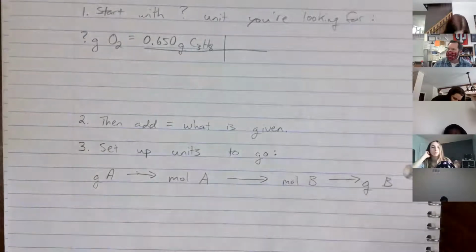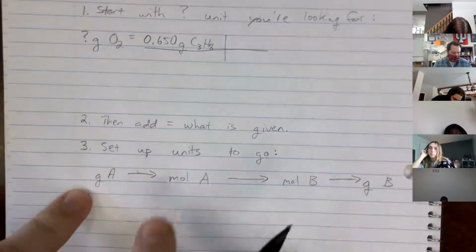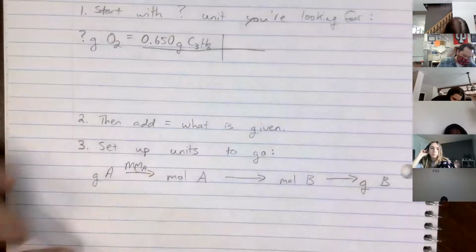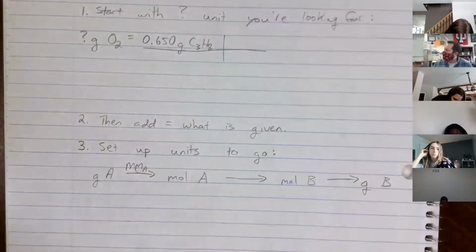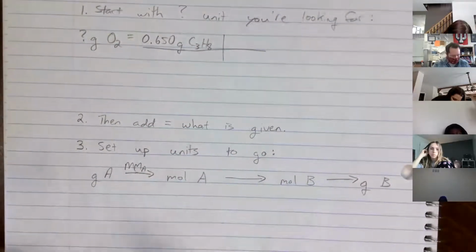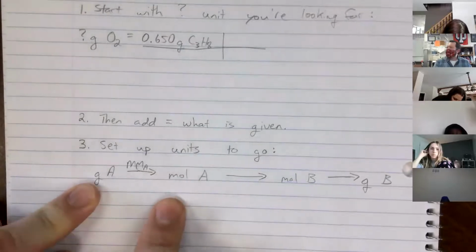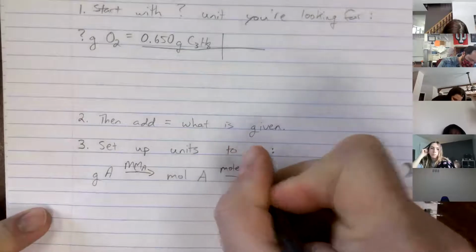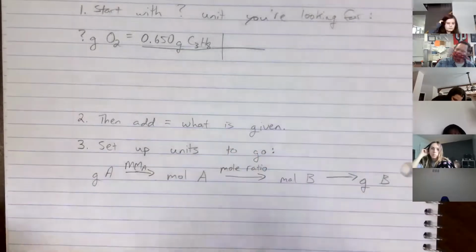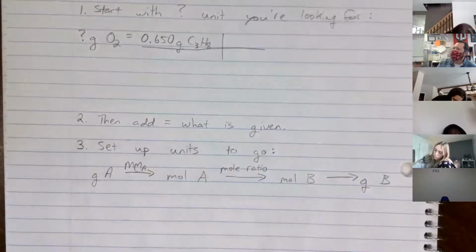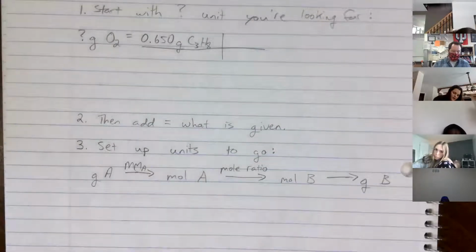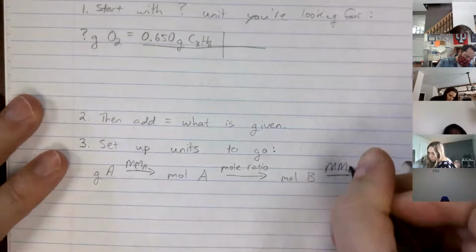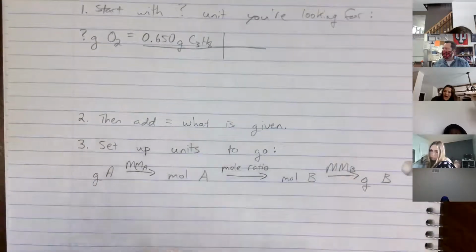We want to line our units up to go in that order. How do we do it? Well, to go from grams to moles, we need a molar mass, calculated on that previous page. Molar mass of A will get us from grams to moles. From moles of A to moles of B, we have a mole ratio. That's what our balanced chemical equation was for. It gives us the mole ratio. And then moles of B to grams of B, well, once again, we can use our molar mass, this time of whatever B is.